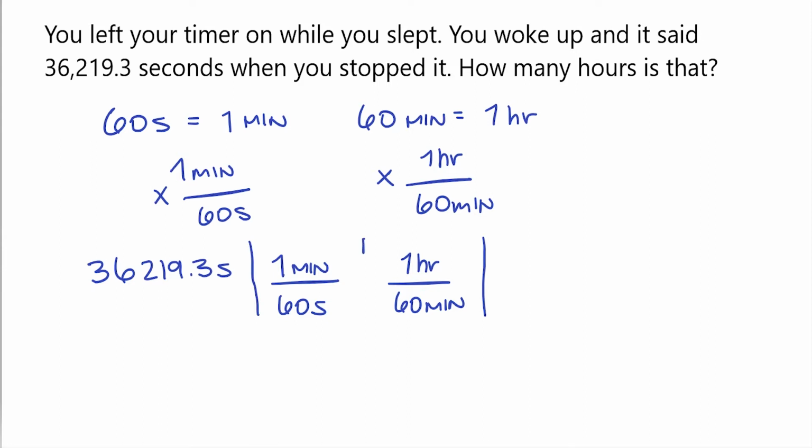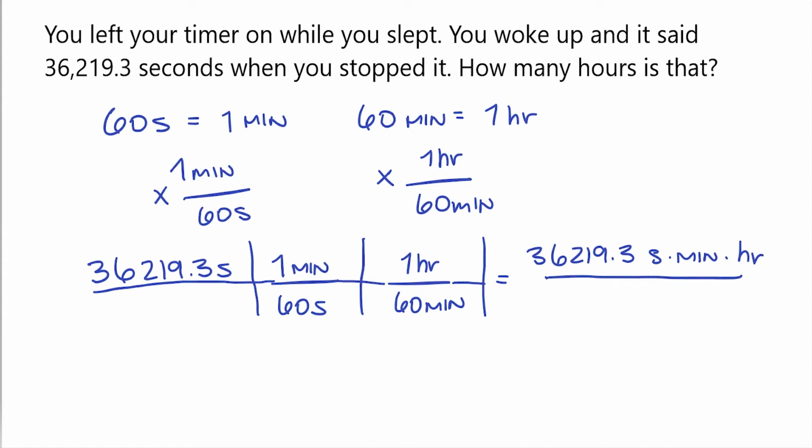Now we can go ahead and solve this question. Alright, so we need to multiply all of our numerators together, and then we need to multiply all of our denominators together. So if I take 36,219.3 times 1 times 1, it's still 36,219.3. Now I have to multiply my units as well. So it'll be seconds times minutes times hours. So seconds times minutes times hour.